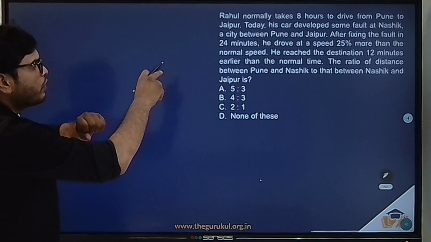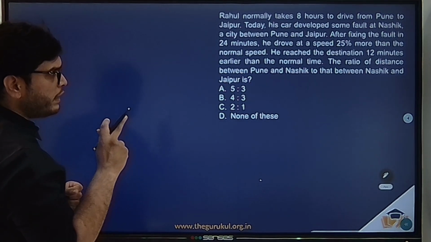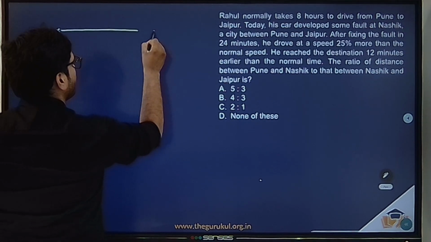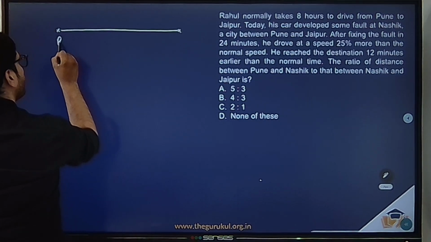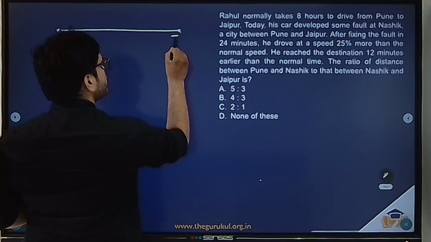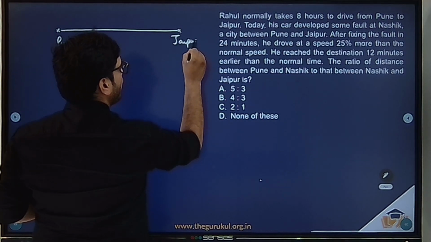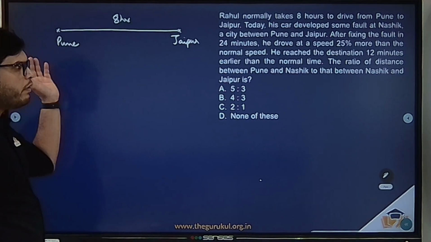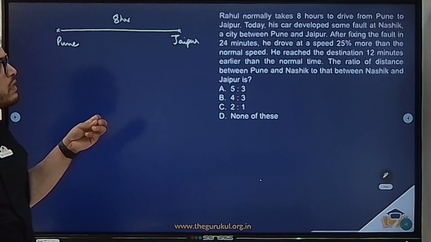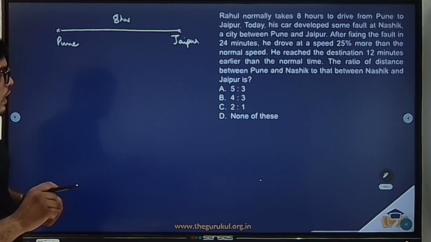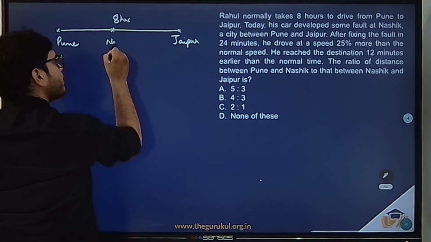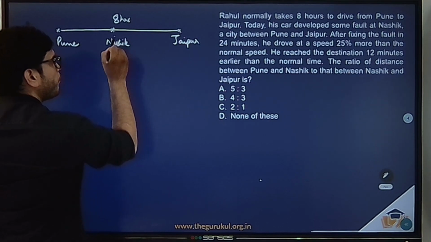Coming to first question. Rahul normally takes 8 hours to drive from Pune to Jaipur. So we have two cities, Pune and Jaipur. And Rahul usually takes 8 hours to travel between these two cities. Now today his car developed some fault at Nashik, a city between Pune and Jaipur. So there is some place Nashik between these two.